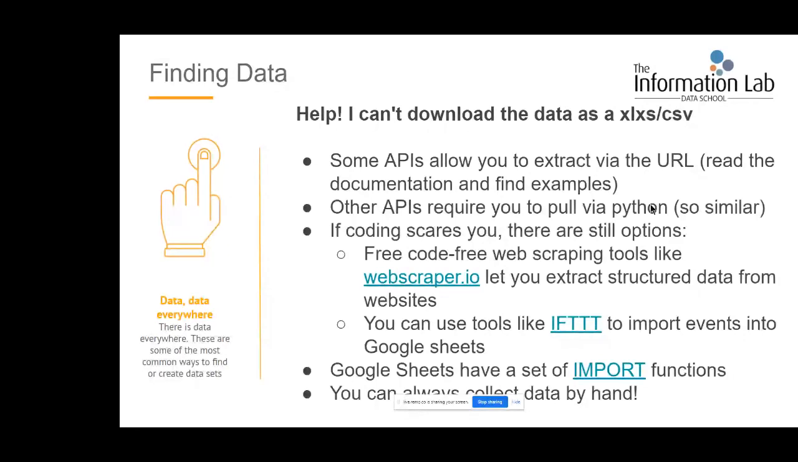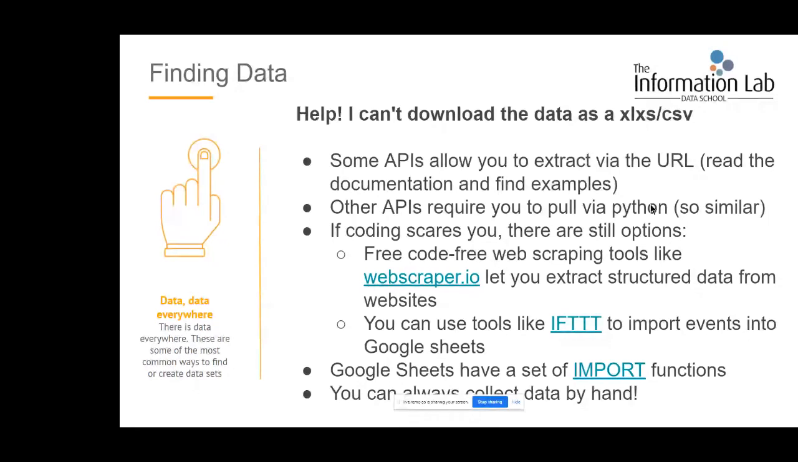You can also use tools like If This Then That, or Zapier, that trigger something online. So you could say every time somebody tweets using a specific hashtag, then write that to a line in Google Sheets. So you could do things like that. You could also use this to say every time it rains over my house, then log that into a spreadsheet.